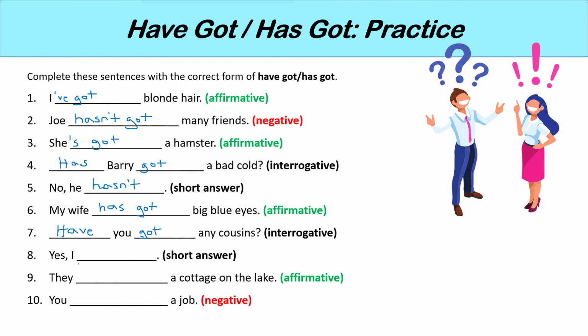And the answer, 8, yes, I have. Number 9, they've got, or they have got, a cottage on the lake. And finally, number 10, you haven't got a job.